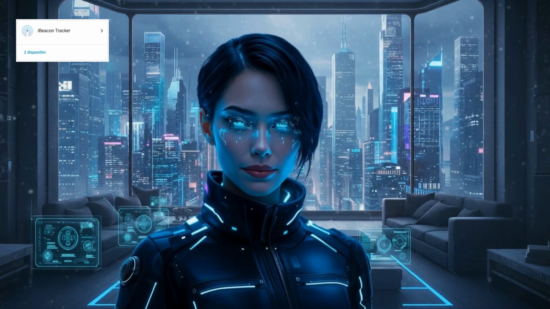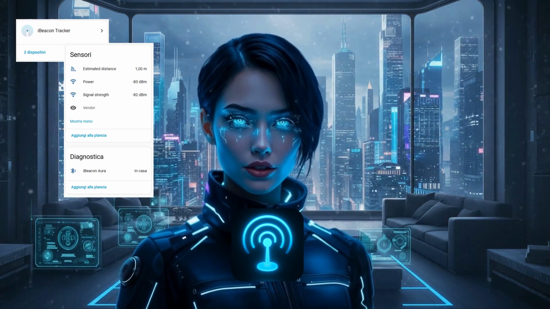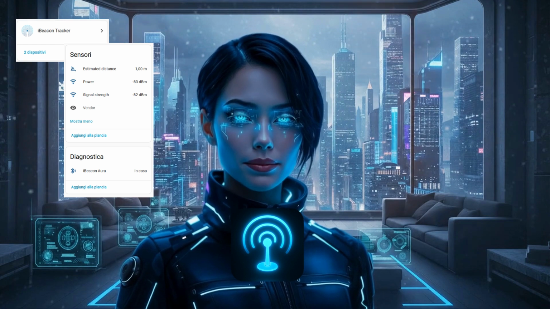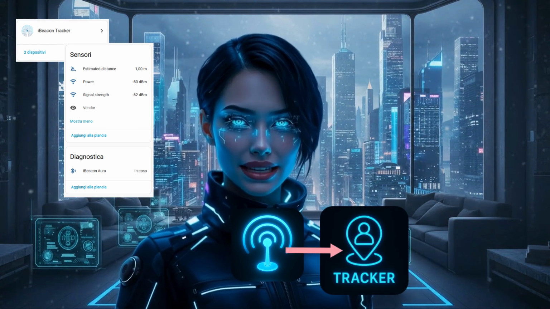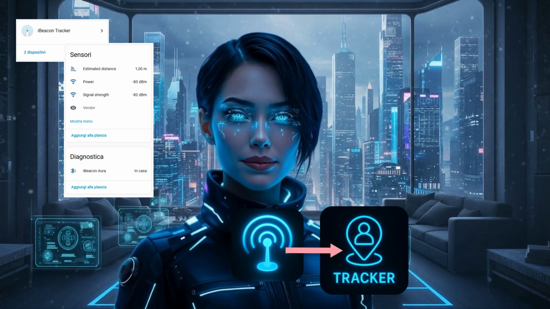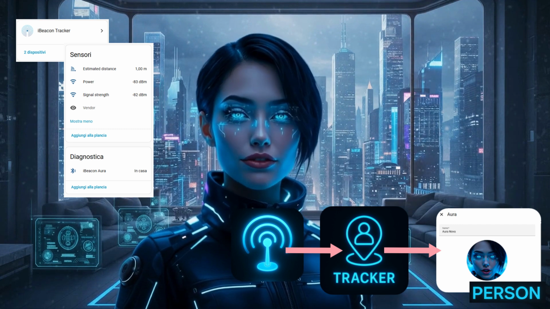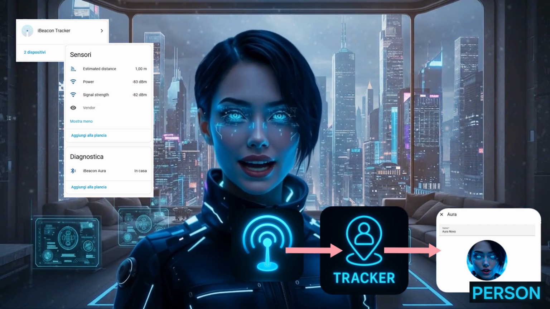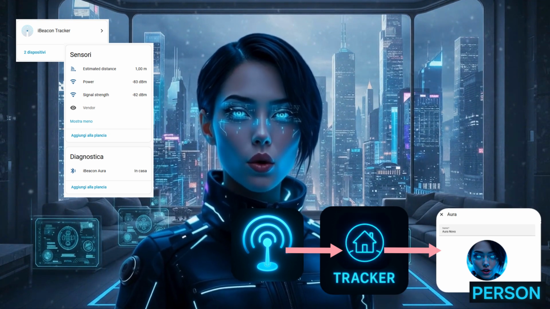After applying these changes on the smartphone, Home Assistant will automatically create a new sensor in the iBeacon section. This sensor provides the estimated distance from the device, the signal strength, and its level, and generates a tracker indicating whether the smartphone's beacon has been detected or not. The tracker can be linked to the person entity associated with that smartphone, allowing Home Assistant to understand, based on the beacon's status, when you are at home or away.